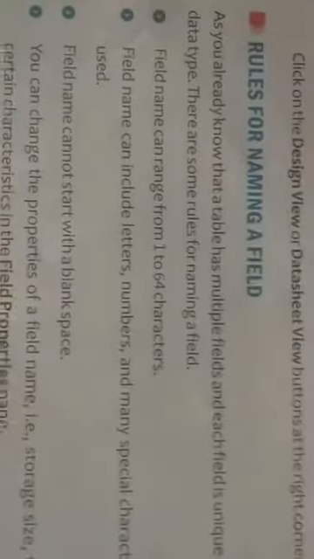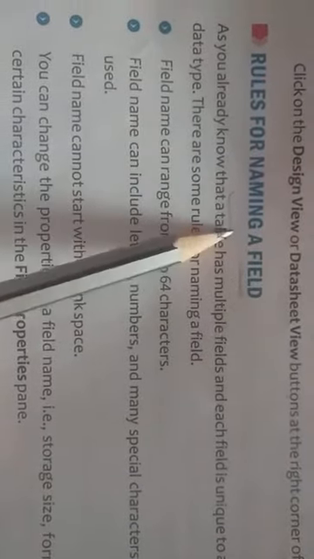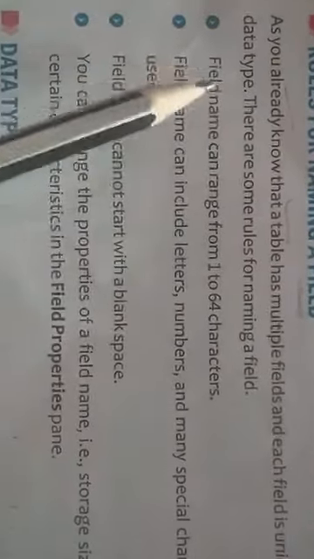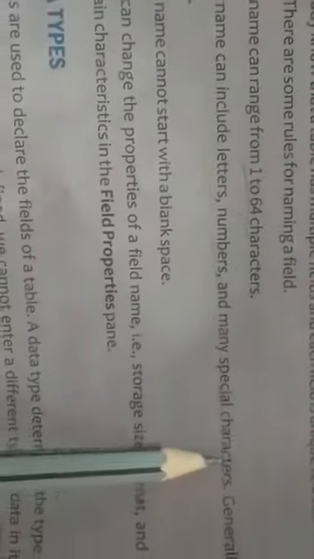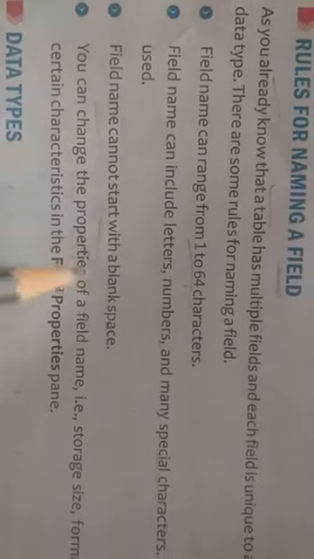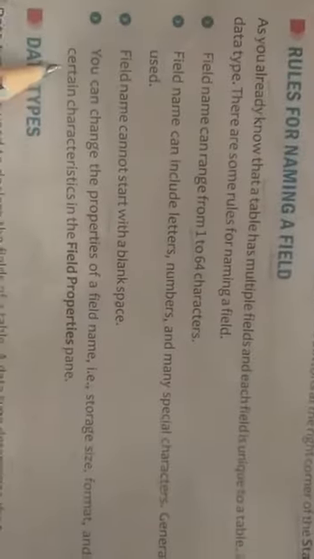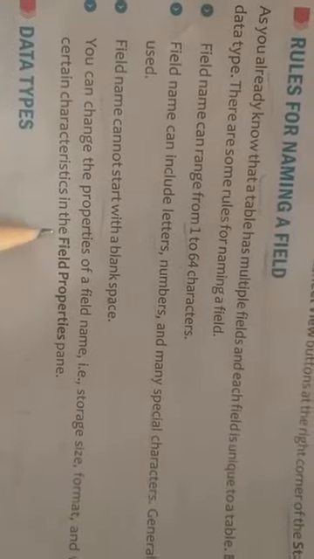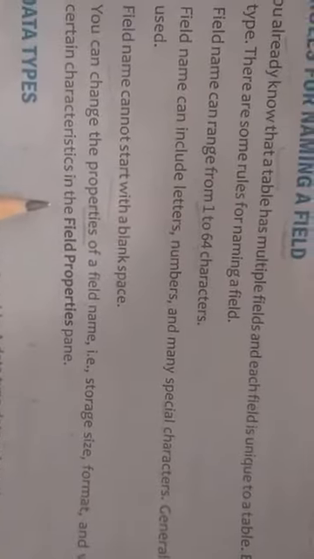Next we have rules for naming a field. Rules for naming a field means field को हमने name provide करना है, then which rules we have to follow. The first rule is that a field name can range from 1 to 64 characters. A field name can include letters, numbers and many special characters, and a field name cannot start with a blank space. And you can change the properties of a field, that is storage size, format and validation rules, by certain characteristics in the field properties pane. We can also change the properties, like उसका size भी change कर सकते हैं हम, उसको format भी कर सकते हैं, उसको validation rules भी provide कर सकते हैं.